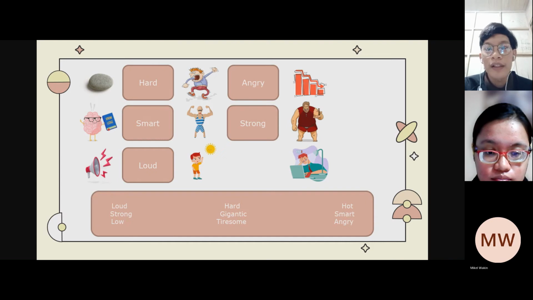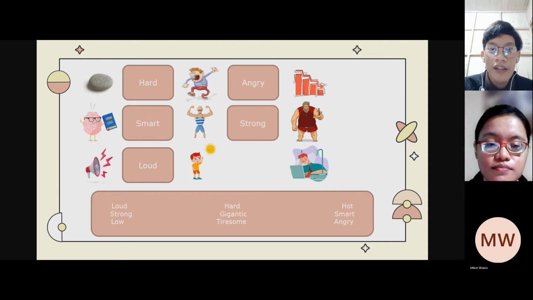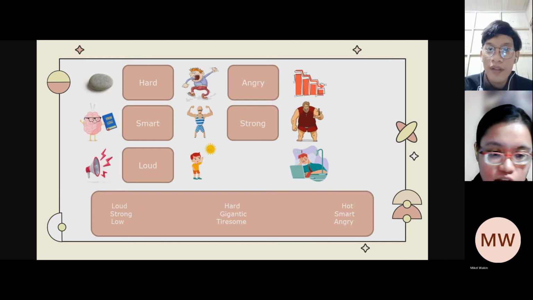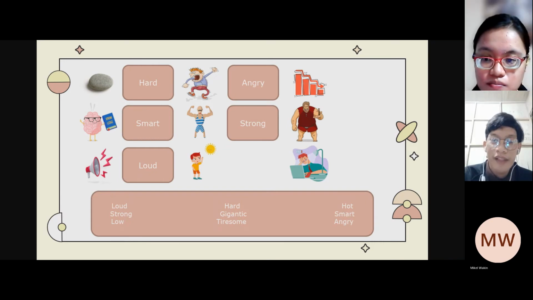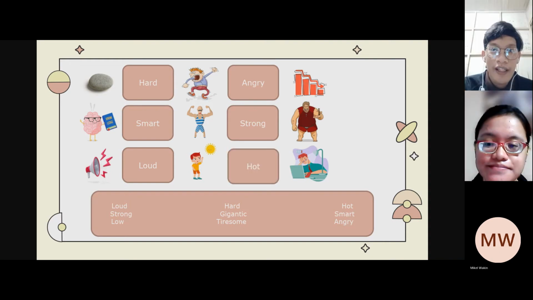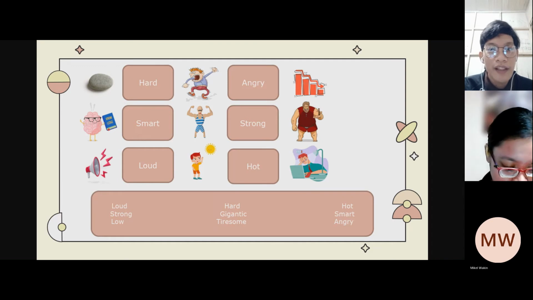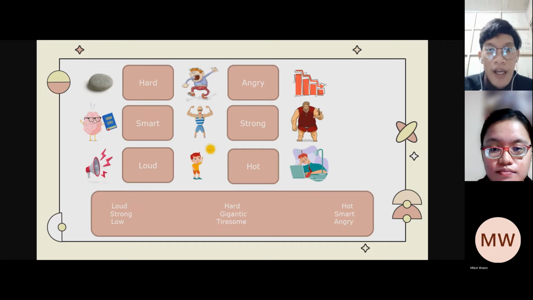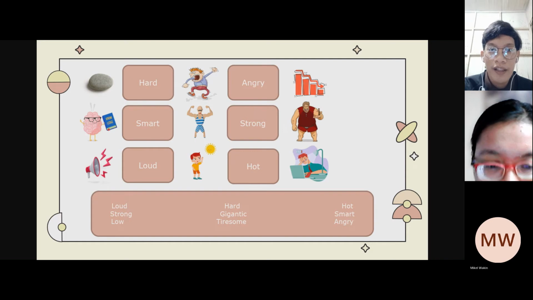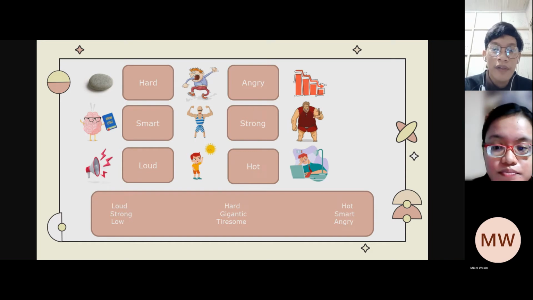And let's proceed on our sixth image. We have here like a sun and a boy. What do you think the corresponding adjective word in this image, Miss Salget? Hot, sir. Let's check if you are right. Yes, that is right as well. Good job. We have here a boy and a sun, and our corresponding adjective is the word hot. And let's proceed on our next image.